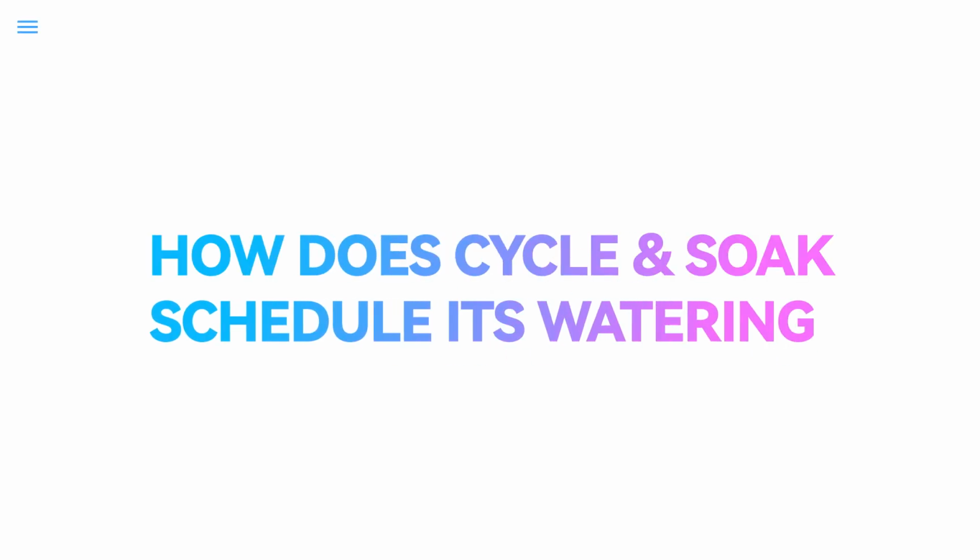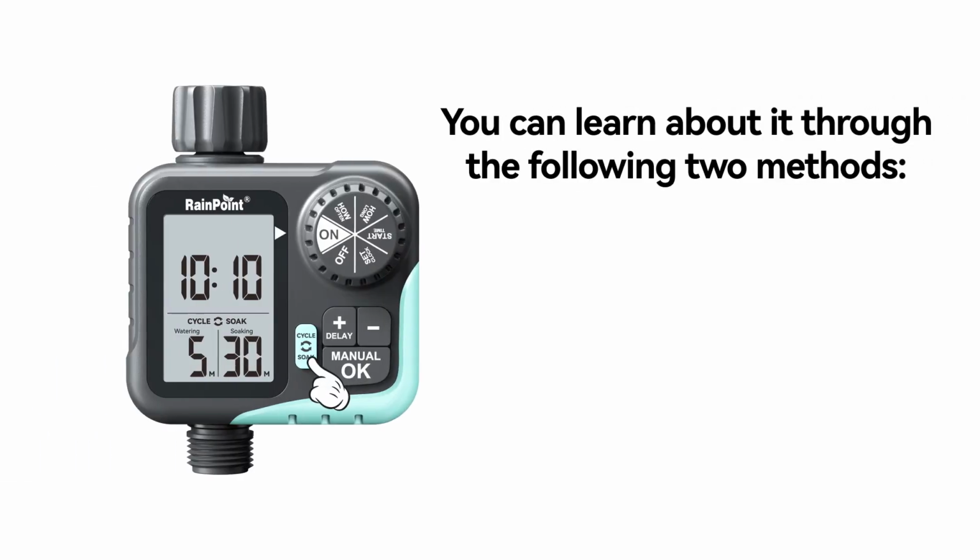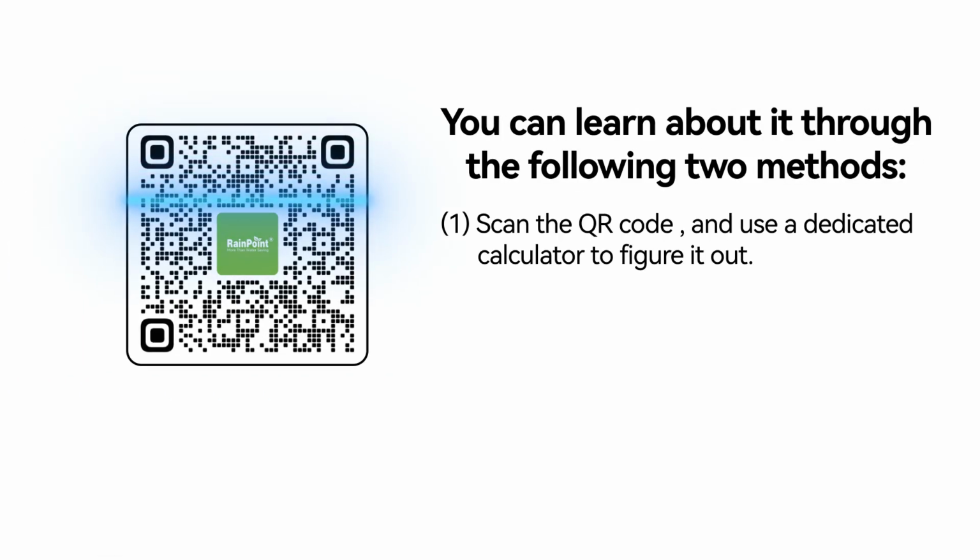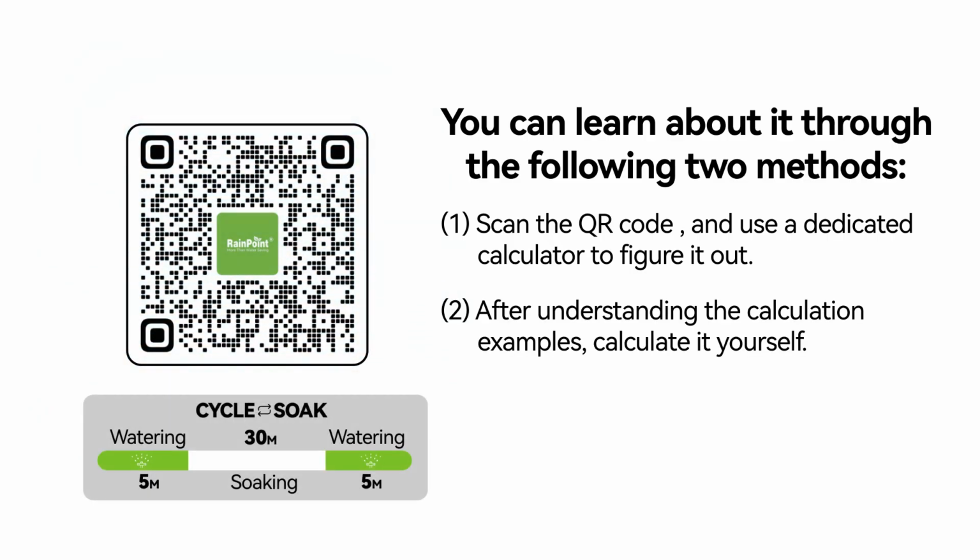How does cycle and soak schedule its watering? You can learn about it through the following two methods. 1. Scan the QR code, and use a dedicated calculator to figure it out. 2. After understanding the calculation examples, calculate it yourself.